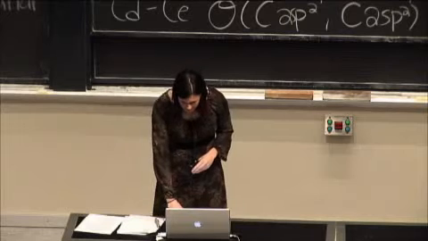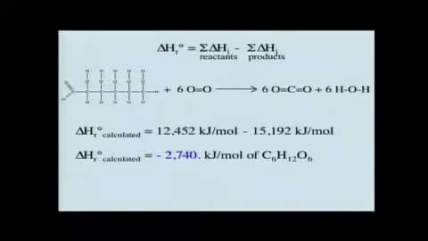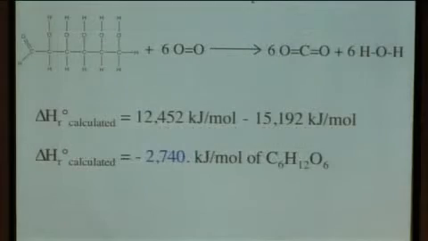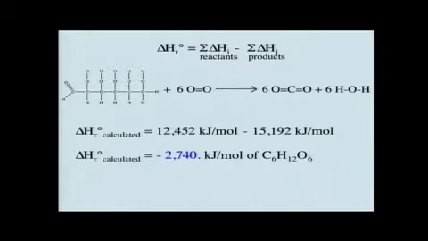So all we need to do to figure out the change in enthalpy, and when it has this subscript R here, I meant to mention that means the enthalpy for the reaction, we just subtract the bonds formed from the ones that we broke. It's 12,452 minus 15,192, which we formed. So we end up with an enthalpy of reaction of negative 2,740 kilojoules per mole of glucose that's oxidized.